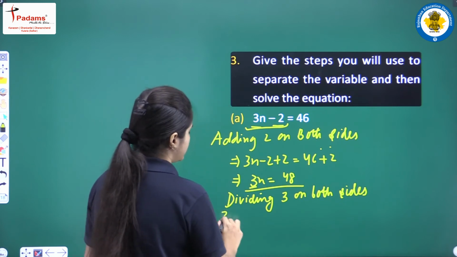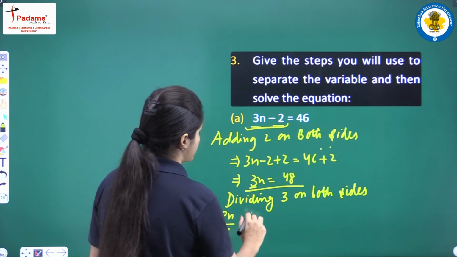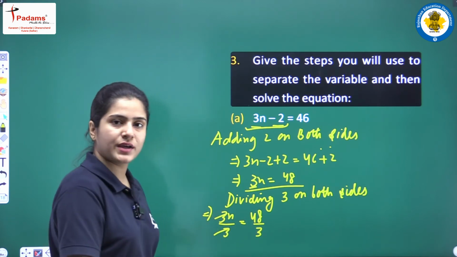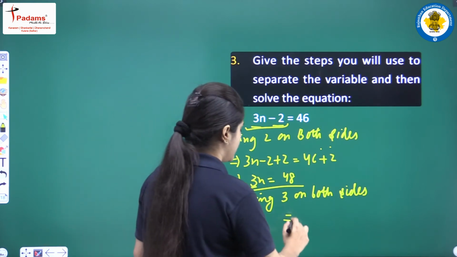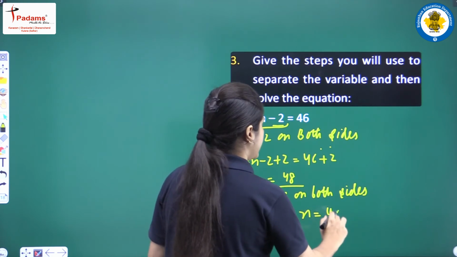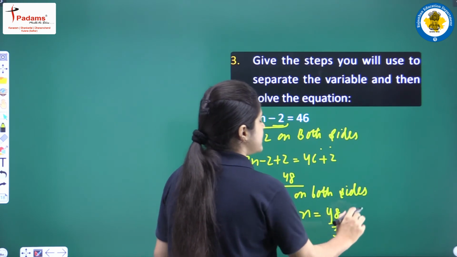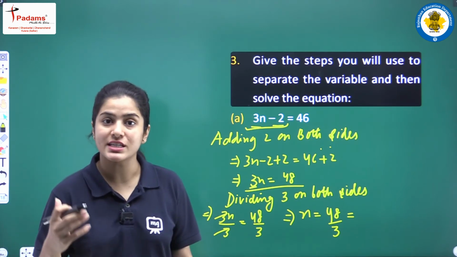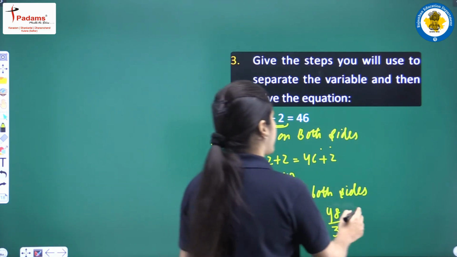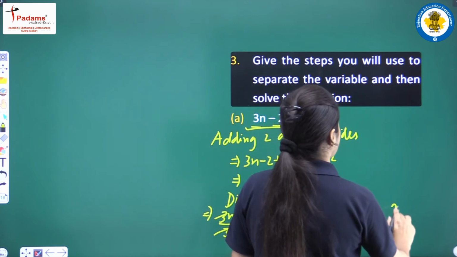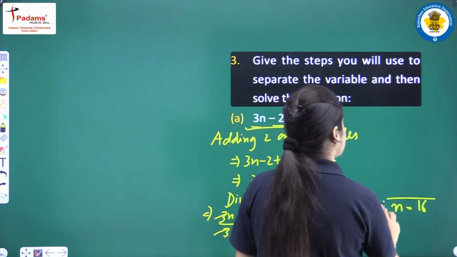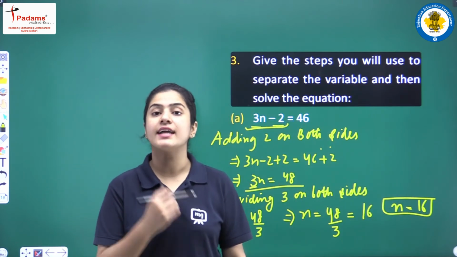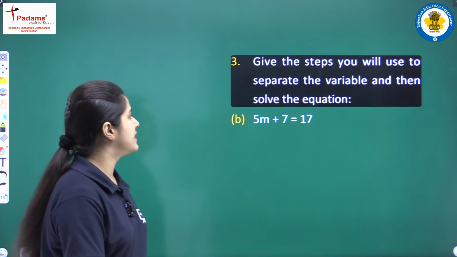Now students, 3n divided by 3 is equal to 48 upon 3. 3 will be cancelled out from this 3. Now this n is equal to 48 divided by 3. Students, 16 into 3 is equal to 48. So 48 divided by 3 is equal to 16. n is equal to 16 students. This is the solution. Okay students, now we'll be looking at another question.